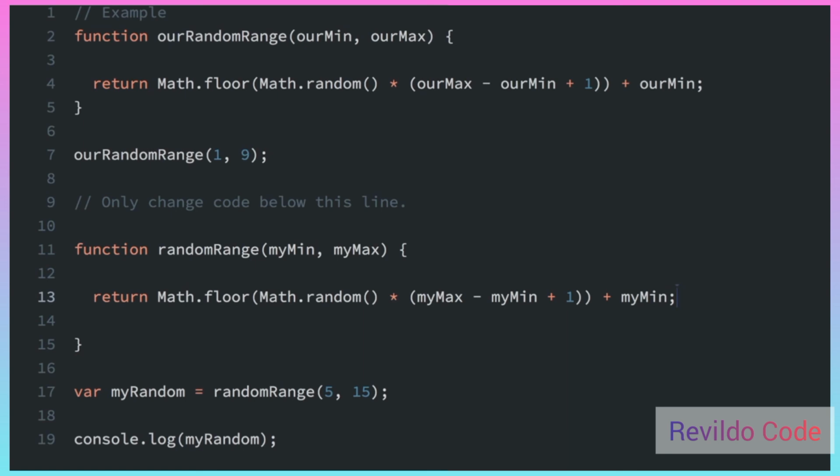So we already have this example test set up down here, randomRange between 5 and 15, and we're going to log it out here. So let's try that. 11, 6, 7. See, every number is between 5 and 15 whenever I run it.